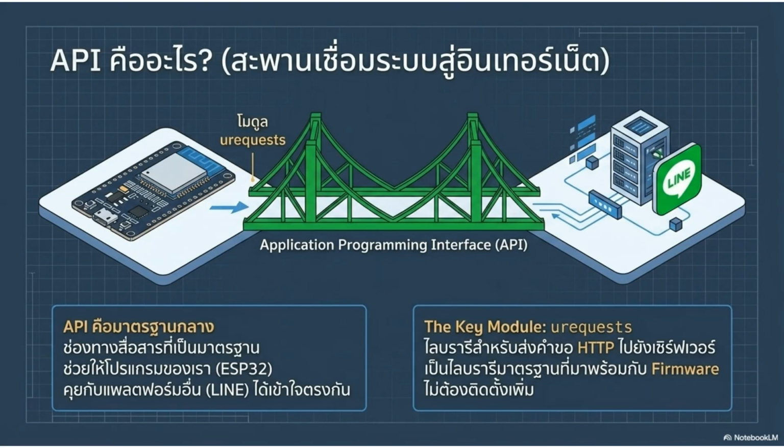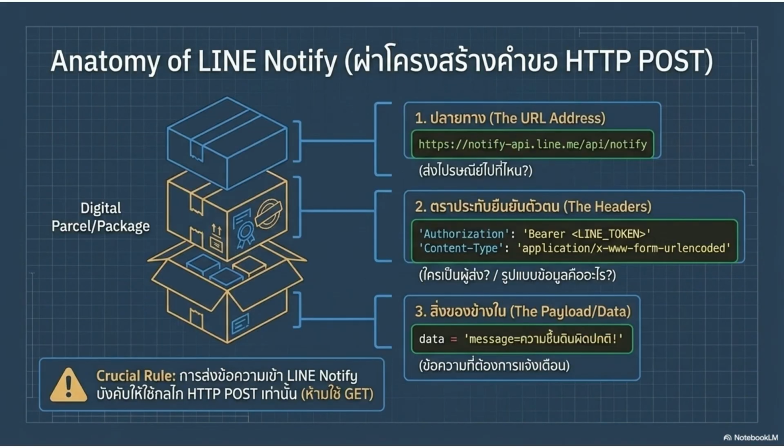An API acts as a standard intermediary bridge connecting the ESP32 to the internet. The urequests module is the key standard library for sending HTTP requests to servers, like the Line platform. Sending data to Line Notify requires structuring an HTTP POST request. This involves the destination URL, the headers containing the authorization token, and the payload data, which is the message content.